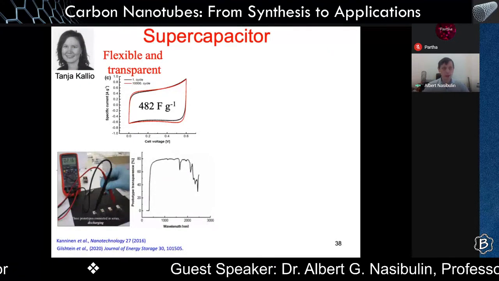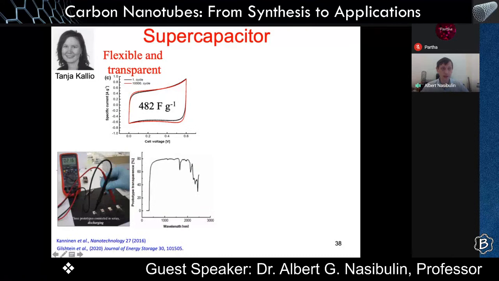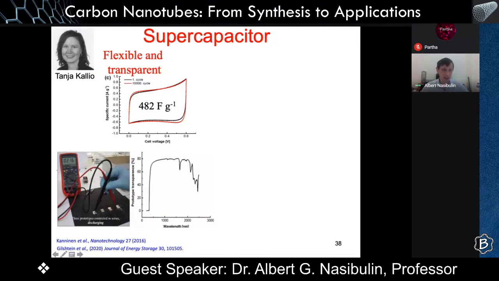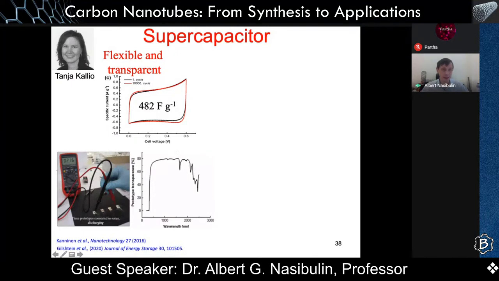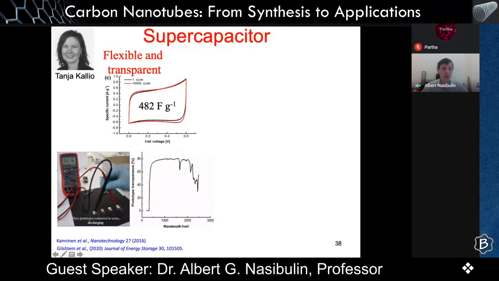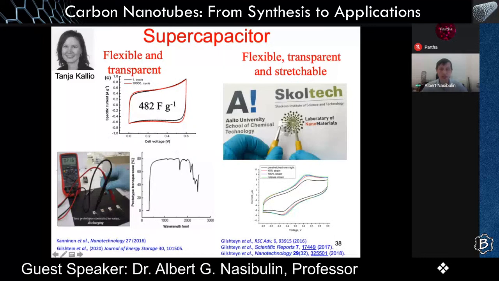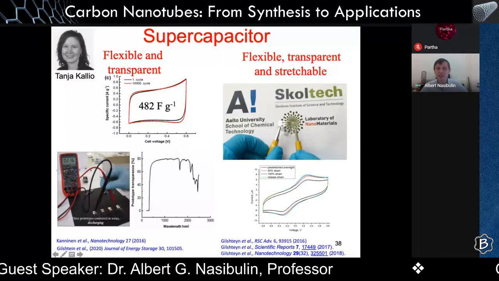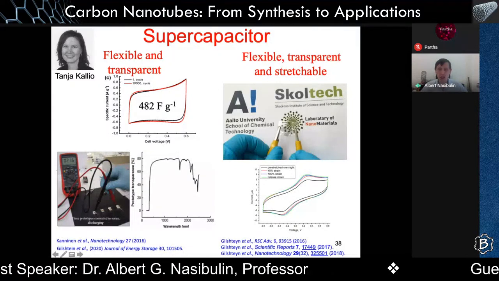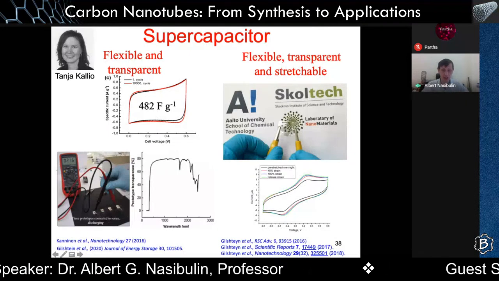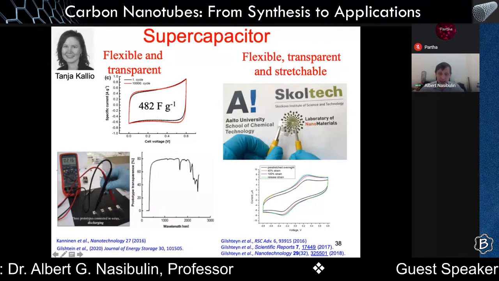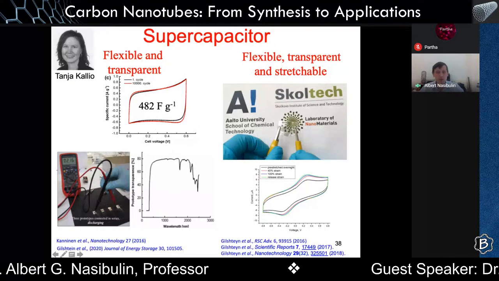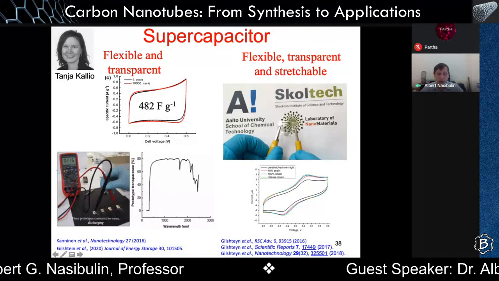You could utilize it to make flexible and transparent supercapacitors with a very high specific capacitance, almost 500 farad per gram. Or you could make them even stretchable: when you stretch 100%, so you change the length two times, there is no change in the performance of the supercapacitor.